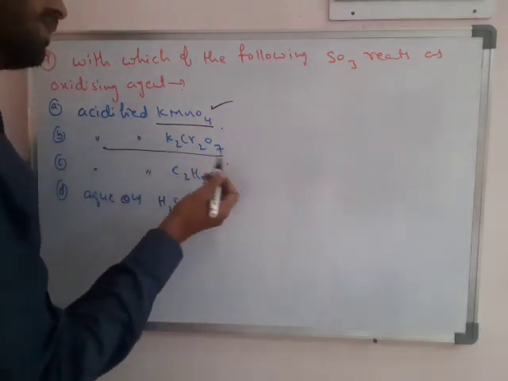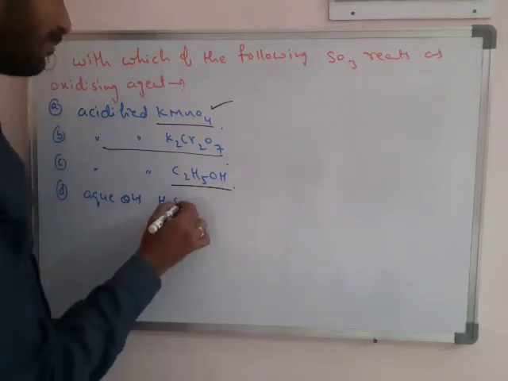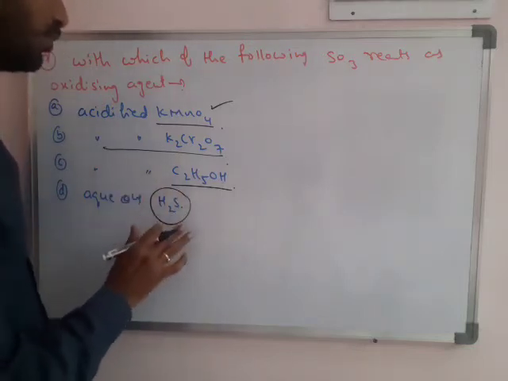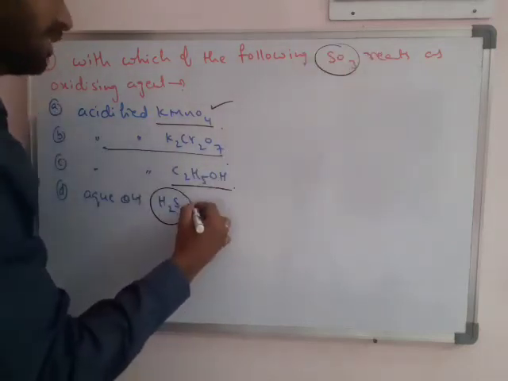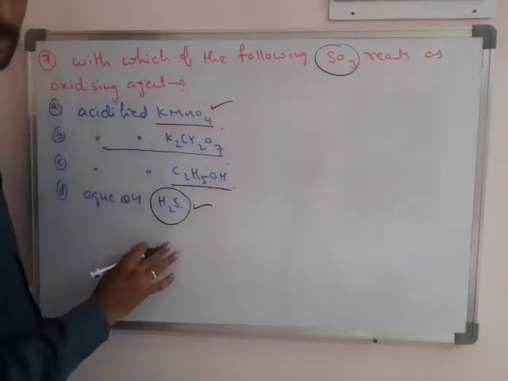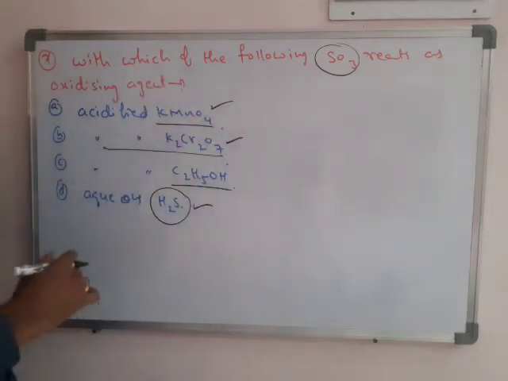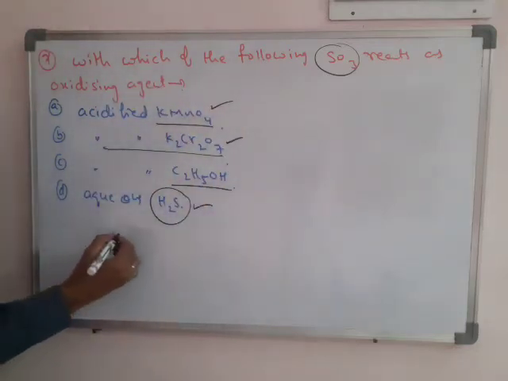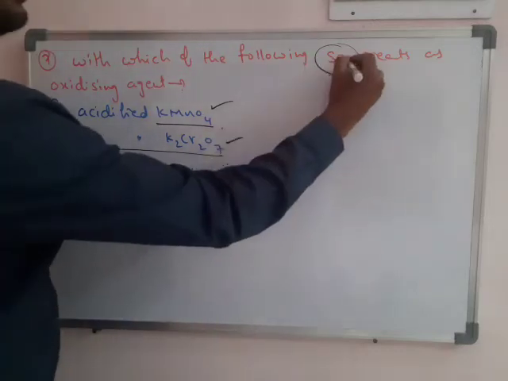Here potassium dichromate is also like that. It is also an oxidizing agent. Same, the remaining is H2S. H2S means the SO2 works as oxidizing agent only with H2S. Above, generally these two are mainly perfect oxidizing agents. So and we know it is not SO3, it is SO2.